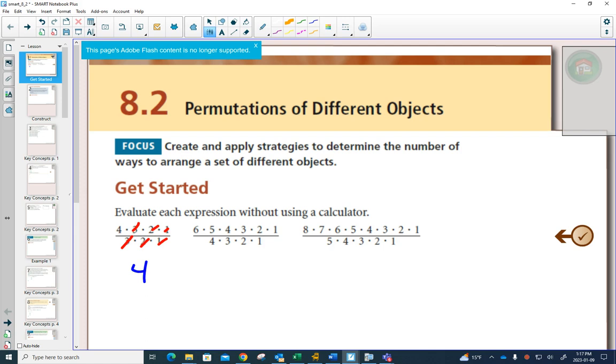Same thing with the second one. Can you see 4's will simplify, 3's will simplify, you're just left with 6 times 5, which is 30. And in the last one, 5's, 4's, 3's, 2's, 1's would simplify, and you're left with 8 times 7 times 6. This one is a little bit harder to do the mental math, but you should have got 336. 6 times 50 is 300. 6 times 6 is 36. Add them together, 336.